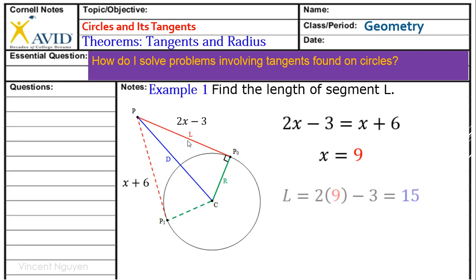Let's look at another example. Oh, I haven't found L yet. So substitute 9 in to find L. I made a mistake that a lot of people make: after we solve for x, we tend to forget what the question is asking for. So guys, don't do that. Always go back to the question and answer the question. I just made that mistake.